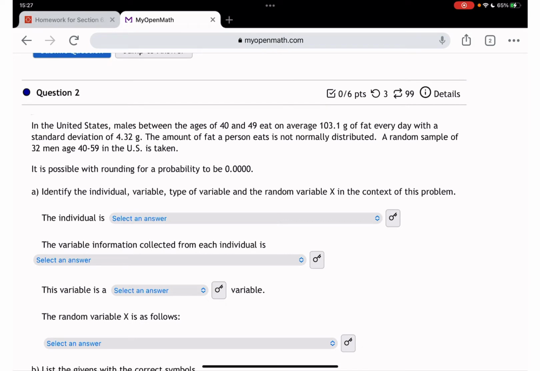32 men, age 40 to 59 in the US is taken. It is possible rounding to up to 4 decimals.